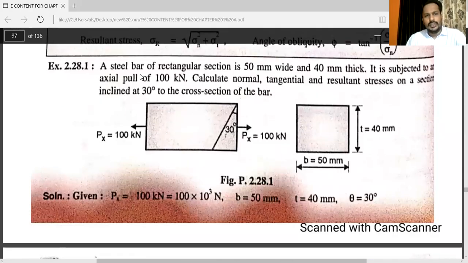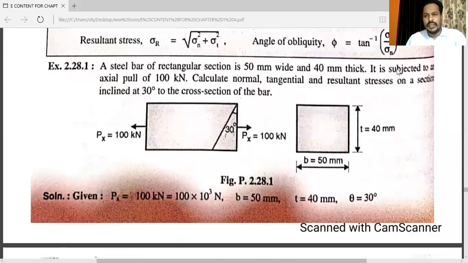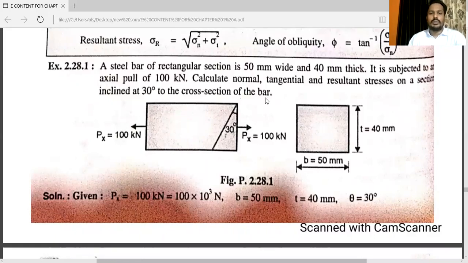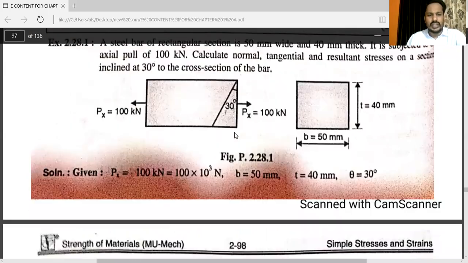You can see a steel bar of rectangular section, 50 mm wide and 40 mm thick. It is subjected to an axial pull of 100 kN. Calculate normal, tangential and resultant stresses on the section inclined at 30 degrees to the cross section of the bar. Each and everything is given in the diagram. Px is given, the angle is given, dimensions are given.